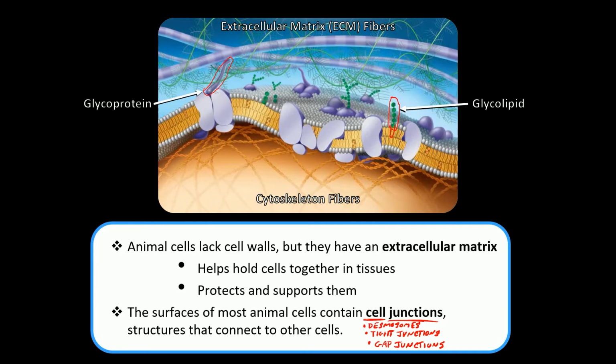And then you also have what are called gap junctions, which create little tunnels almost to exchange materials between adjacent cells. So there are different types of cell junctions.